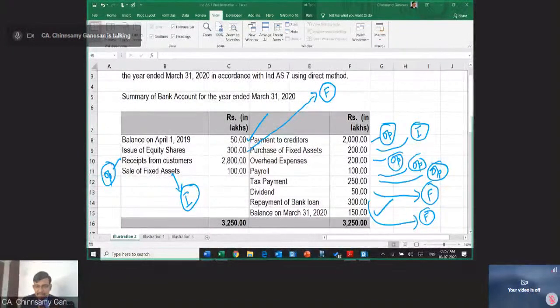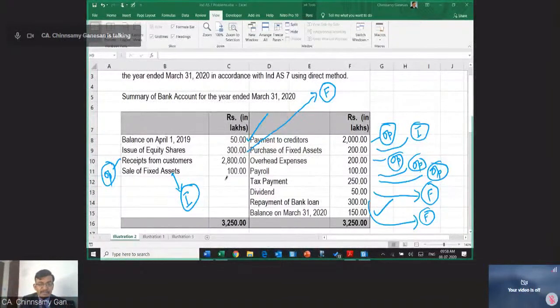Then next line, cash flows from investing activities. Give some space. Then cash flow from financing activity. Give some space. B and C subtotal also you can make. Then you say net change in cash and cash equivalent during the period, A plus B plus C. Then you say opening cash and cash equivalent. That is 50 rupees. You can straight away put that number. And then closing cash and cash equivalent should be the sum total of that. That should match with 150. Then your working is correct.